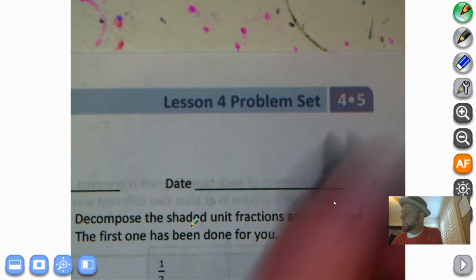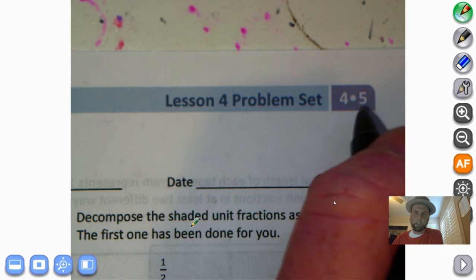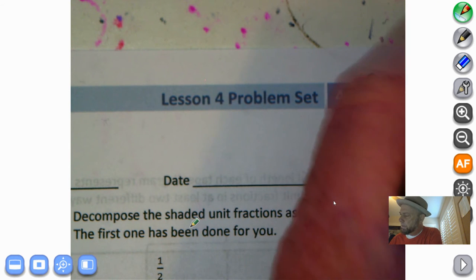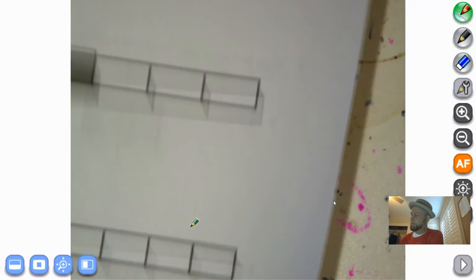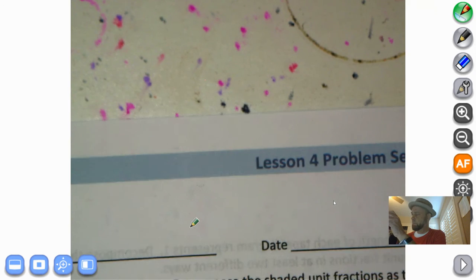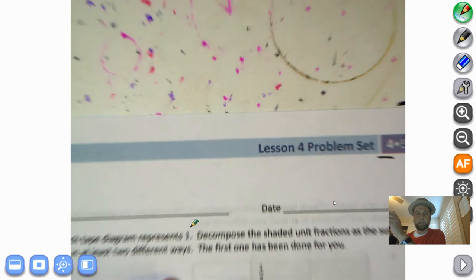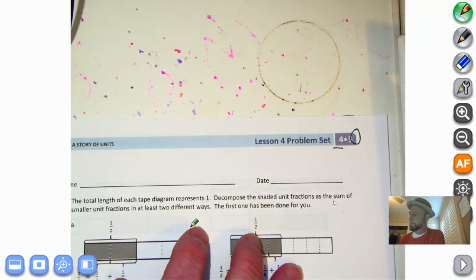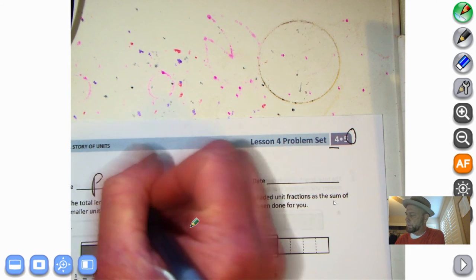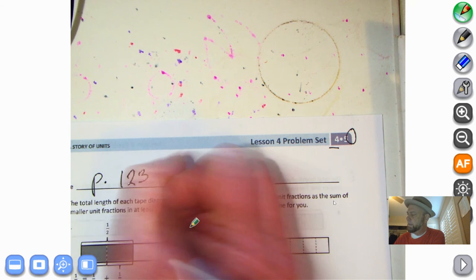Lesson 4 problem set. That's what we're talking about here. It is Module 5, Grade 4. And if that doesn't get you there, we can always look down here and see that it is page 123. I'm going to zoom out a tad, and we're going to write in page 123. Go ahead and pause the recording if need be to get your problem set out.